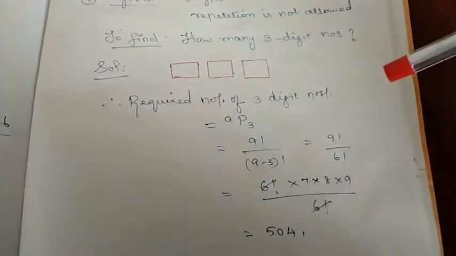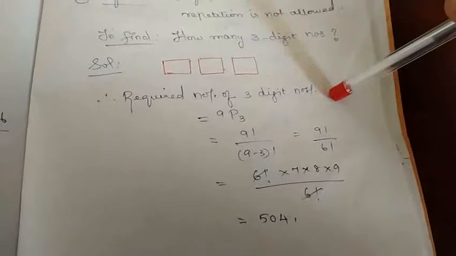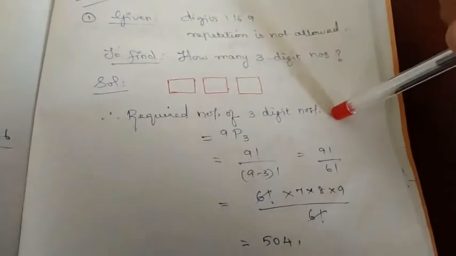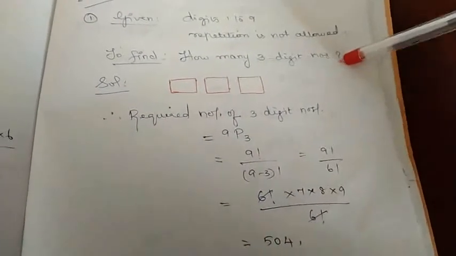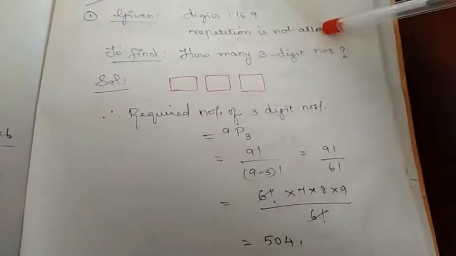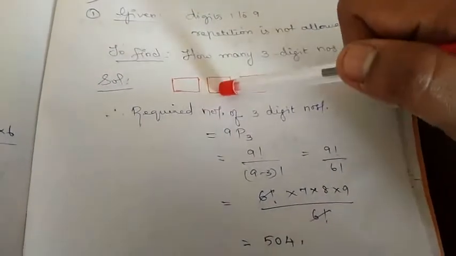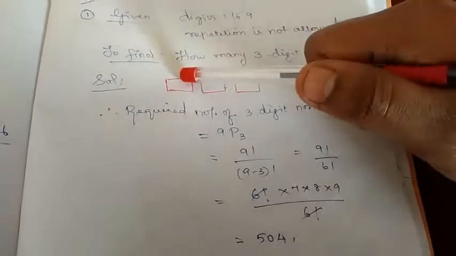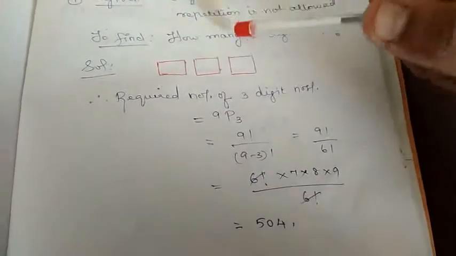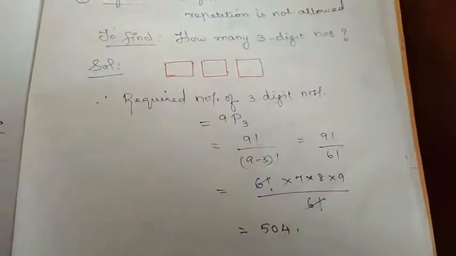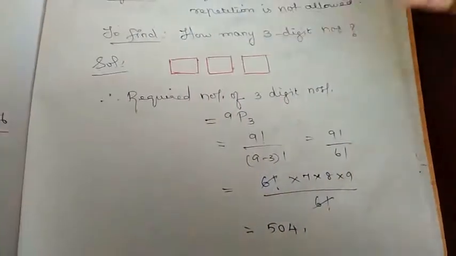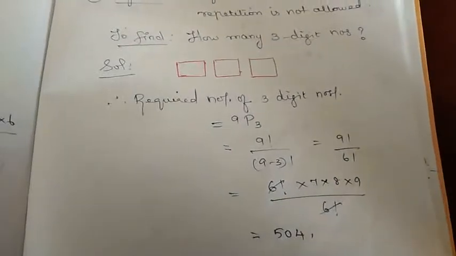This can be solved using the multiplication principle also. How will you solve it using the multiplication principle? For any 3-digit number, for the hundreds place we have 9 chances and repetition is not allowed. Then for the tens place we have 8 chances and for the ones place we have 7 chances. So 7 into 8 into 9, which is nothing but 504. You can solve directly using the multiplication principle or go with the permutation concept.